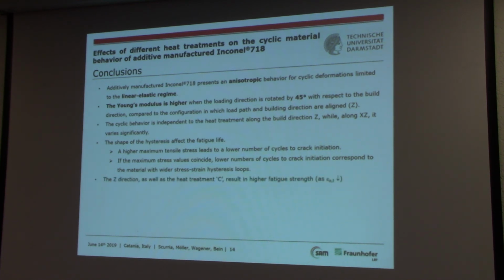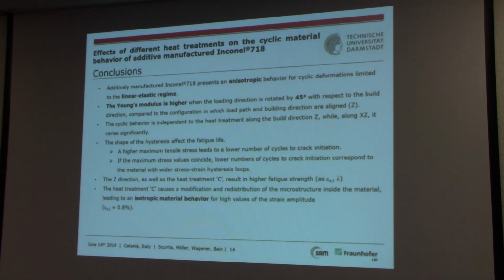And then we have that the Z direction as well as the heat treatment C result in a higher fatigue strength. And finally, that the heat treatment C causes a modification and redistribution of the microstructure inside the material, which leads to an anisotropic behavior, especially for high values of the strain amplitude.